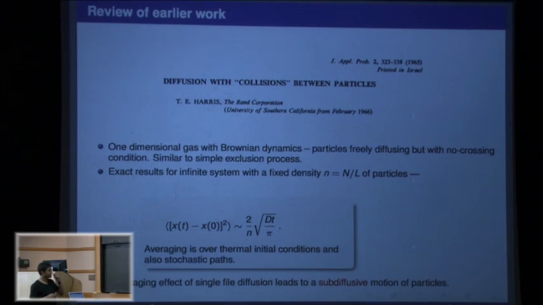This is a sort of different model. It's a stochastic system. Instead of Hamiltonian dynamics, if one considers Brownian particles diffusing, but with the constraint that they can't cross each other, then you get something very different. In that case, the mean square deviation is actually subdiffusive. It goes as root of t. In the Hamiltonian case, the individual motion is ballistic, and because of the non-crossing condition, it becomes diffusive. In this case, the single particle motion is diffusive, and because of the non-crossing, it becomes subdiffusive.